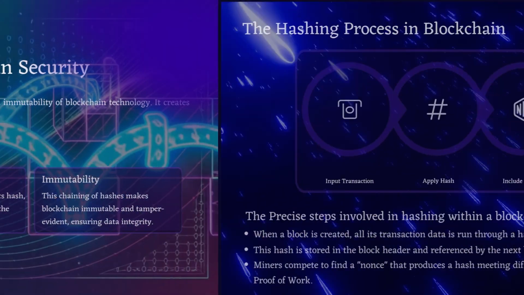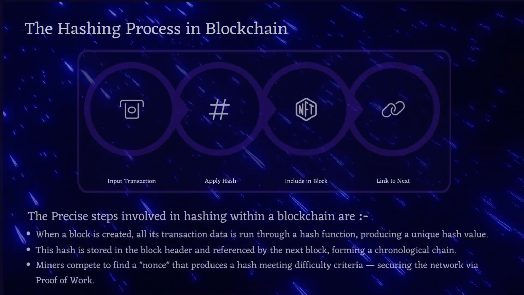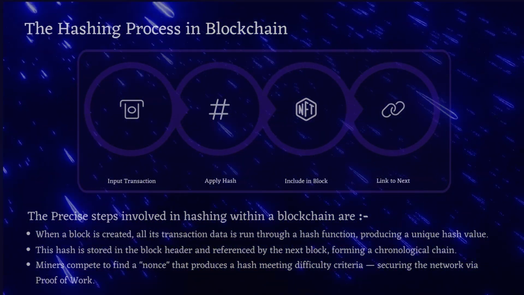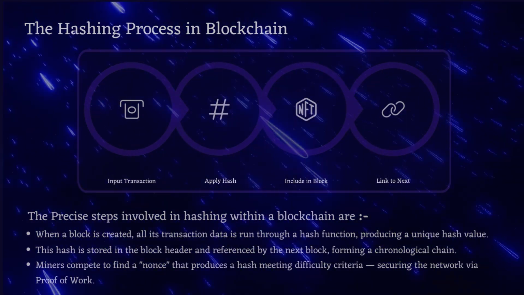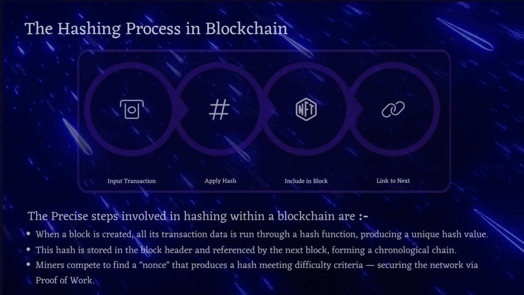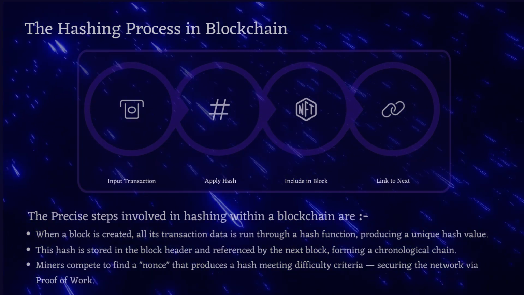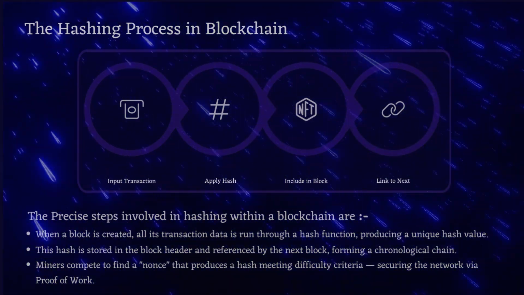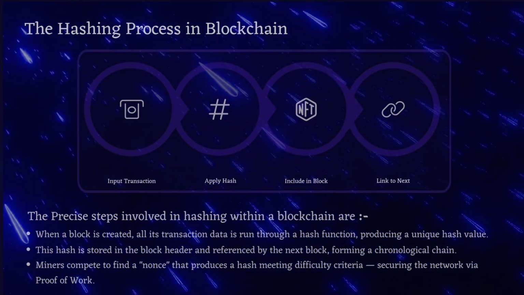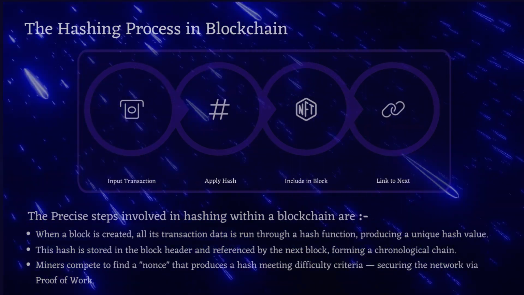That's why it's perfect for security. Every block stores its own hash and the hash of the previous block. So if anyone tries to change even one bit of data, the hash breaks and the entire network knows something's wrong. This chaining of hashes makes blockchain immutable and self-verifying. No central authority needed, just math doing its job perfectly.